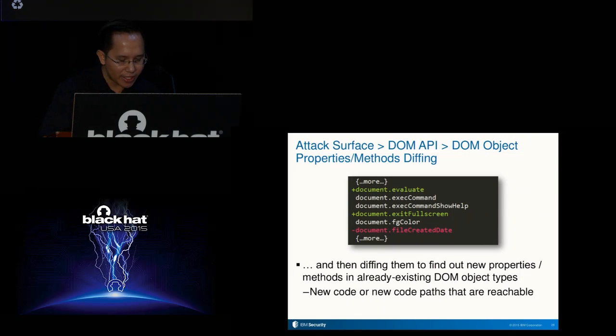Once you have the list of properties and methods, you can also diff them to identify changes in already existing DOM object types. In the example, DOM document evaluate is a new method that is used for evaluating XPath expressions.